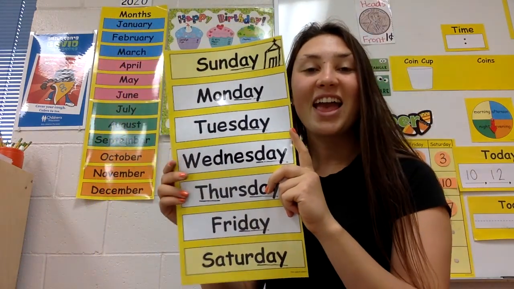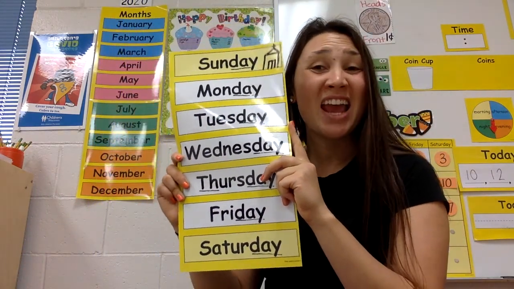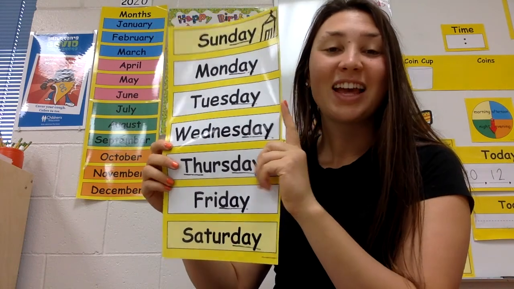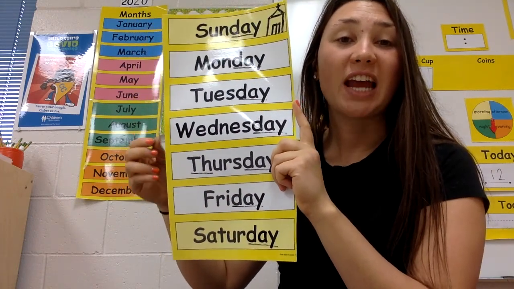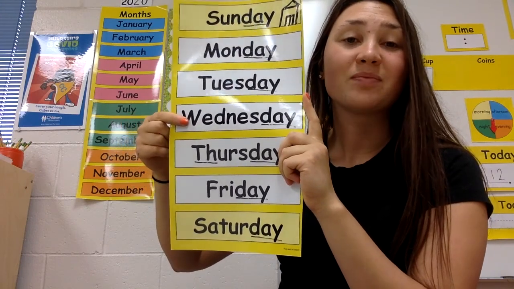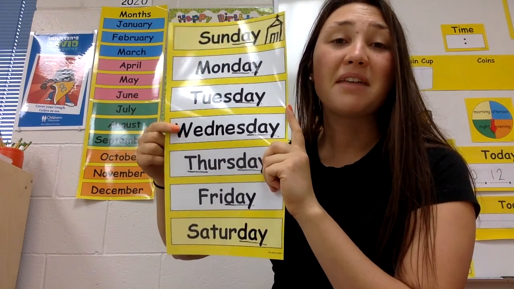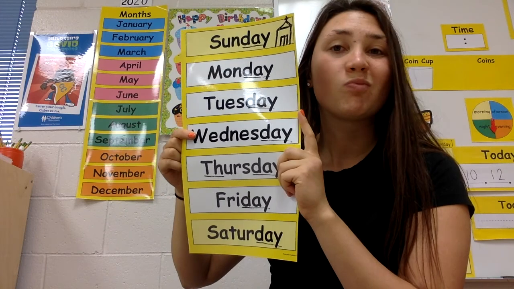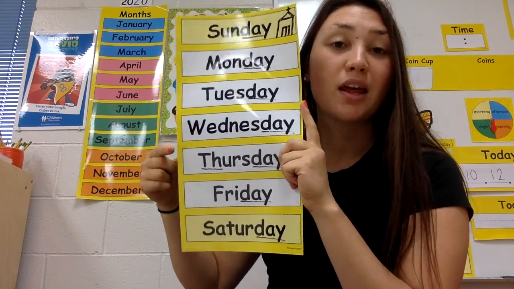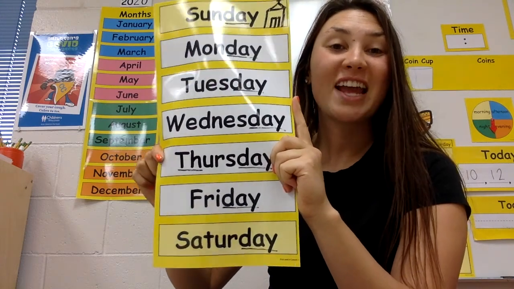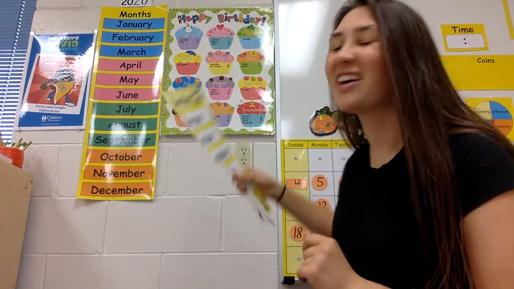All right. And what day is today? Do you know? Here's your hint if you don't know. Yesterday was Wednesday. So what comes after Wednesday? Sunday, Monday, Tuesday, Wednesday. Thursday. Yeah, today is Thursday. I'll say it and then you say it. Today is Thursday. Your turn. Today is Thursday.